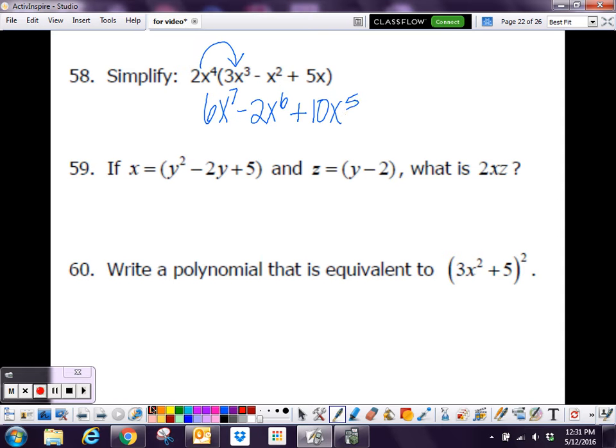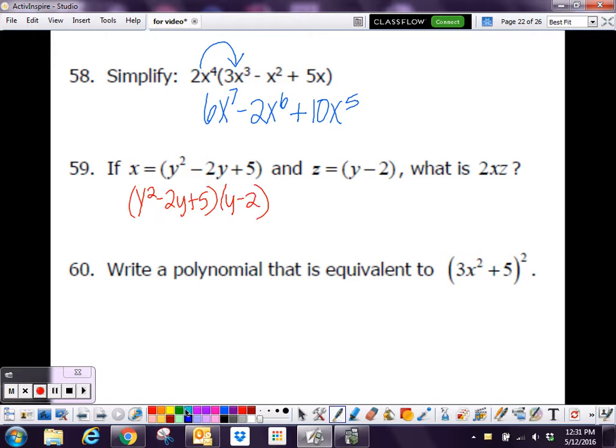59. If x equals y squared minus 2y plus 5 and z equals y minus 2, what is 2xz? So that's what is 2 times x times z. So what would be easiest here is if we go ahead and do x times z, and then we'll multiply that whole thing by 2. Okay, so I'm going to write this out so it's easier to see.